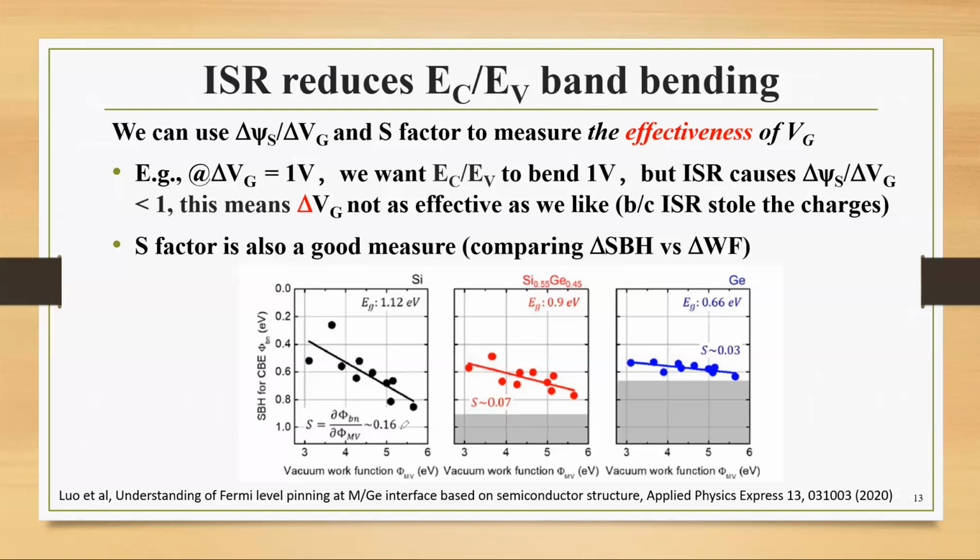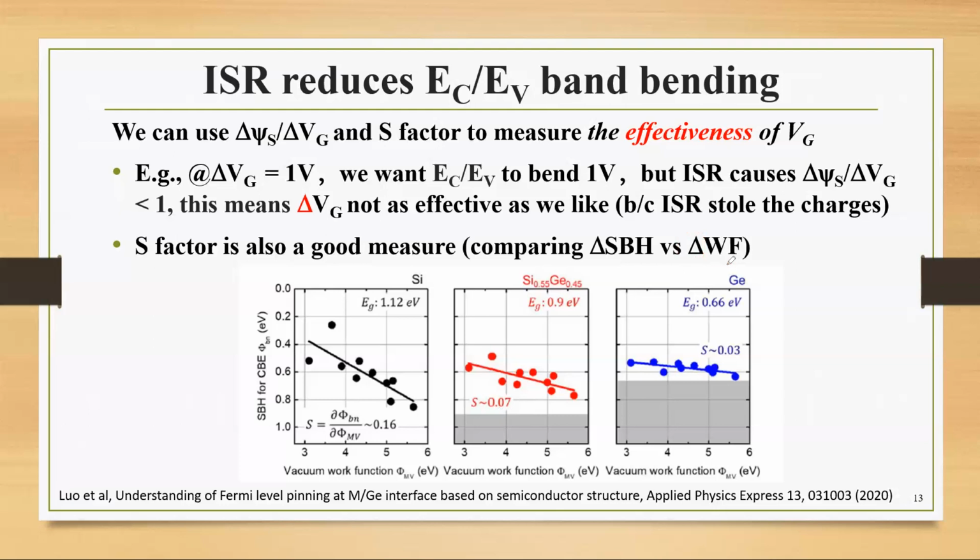Until you see silicon germanium, 16% is pretty good. You got ripped off, yes, 84%, but consider that good. Look at germanium. How much is left? Nothing, 3%. Everything is going to respond to your metal work function. If you had 55% or 45% germanium, you see it cut by half. So this is called the S factor. It compares the delta Schottky barrier height versus the delta of the metal work function.